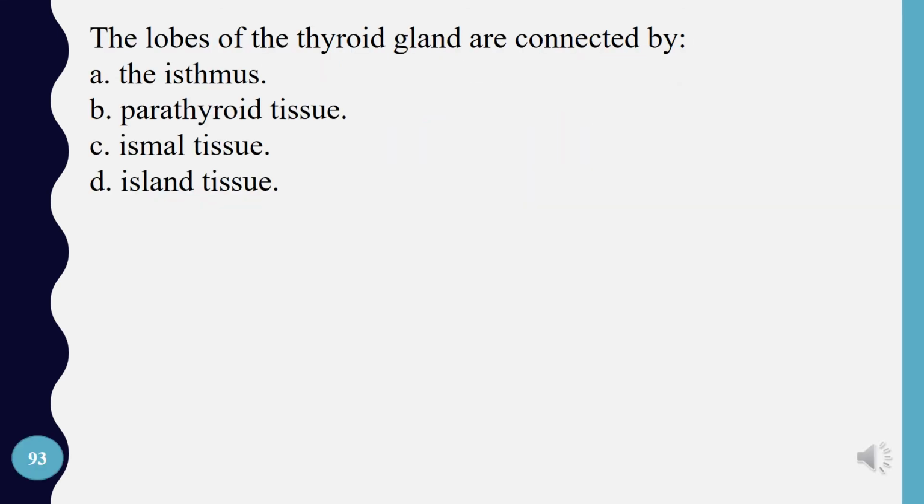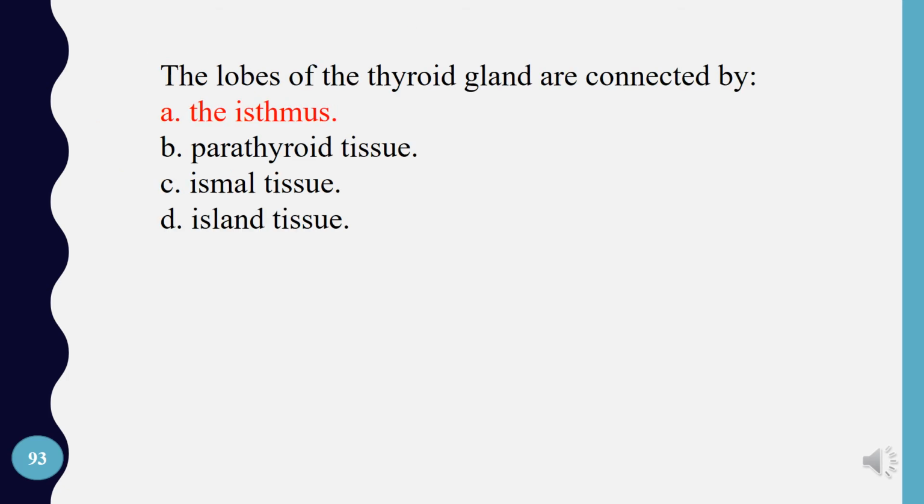The lobes of the thyroid gland are connected by: A. The isthmus, B. Parathyroid tissue, C. Isthmal tissue, D. Island tissue. The answer is A, the isthmus.